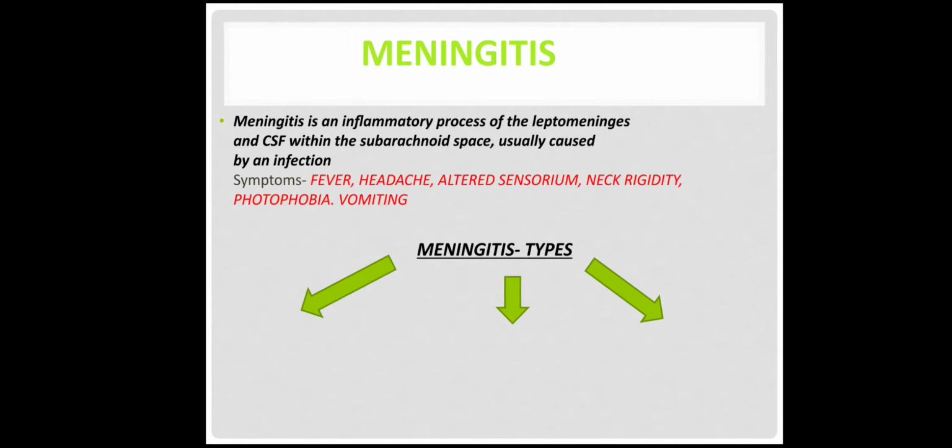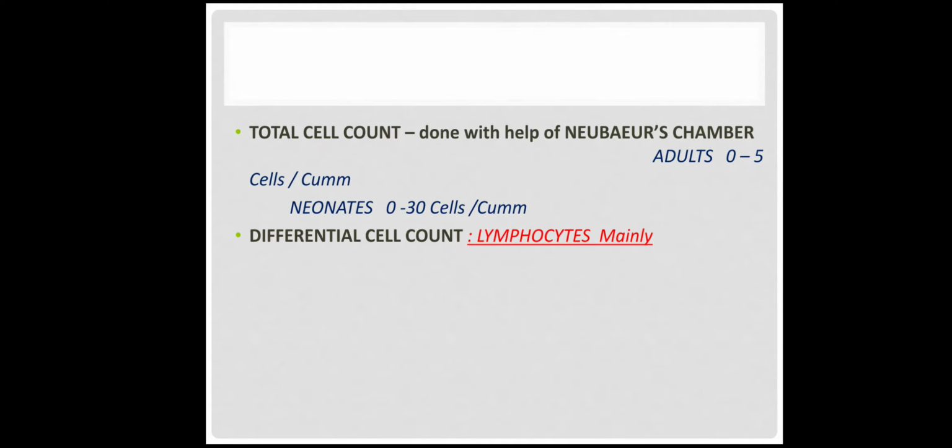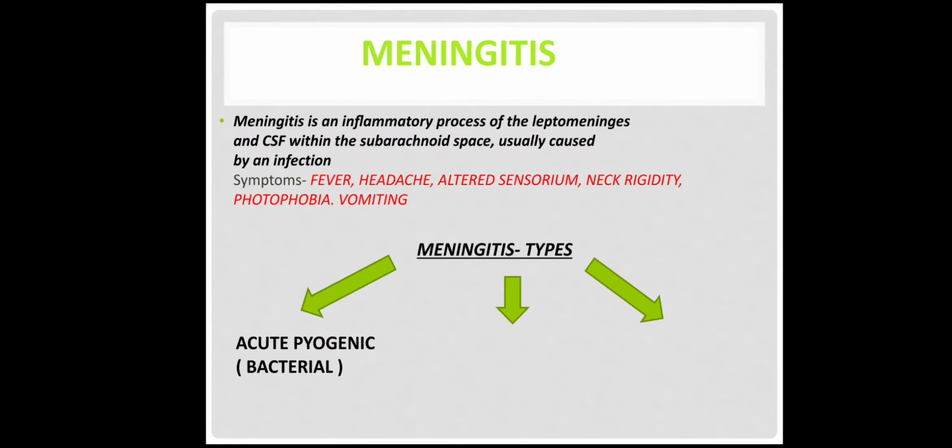So there are certain types of meningitis. First is acute pyogenic meningitis, which has a bacterial cause. Then aseptic meningitis, which has a viral cause, and chronic meningitis, which is caused by the bacterium Mycobacterium tuberculosis. Aseptic meningitis is called so because when we do the culture of the CSF in case of aseptic meningitis, there is no growth seen. So that's why it is called aseptic meningitis.